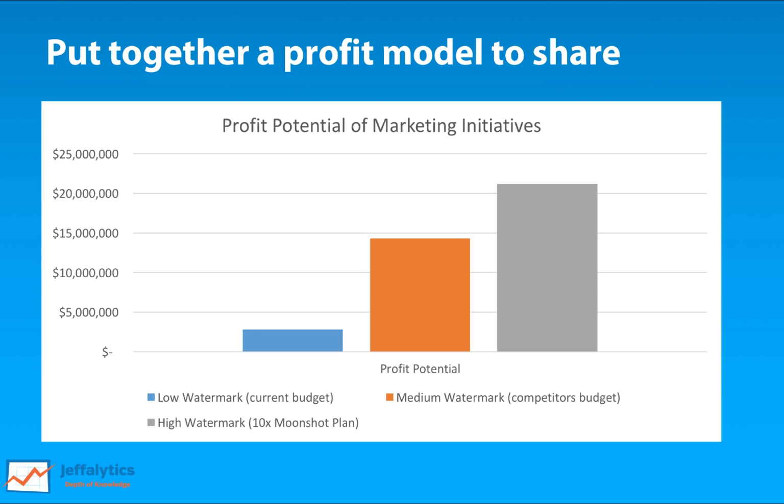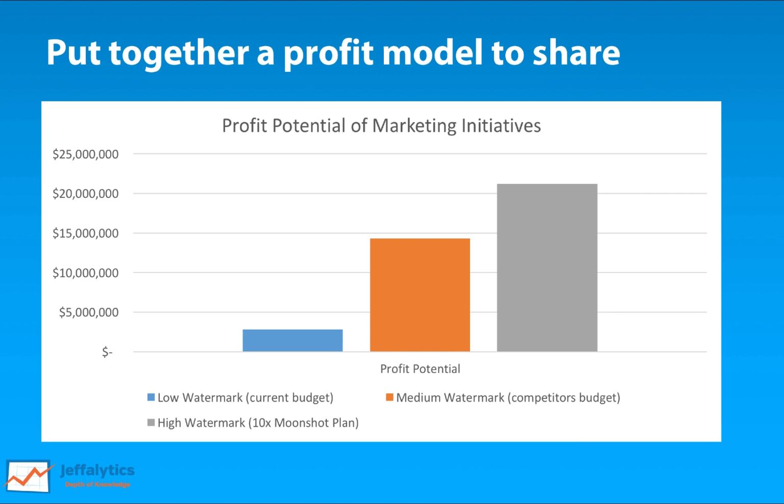And then the last thing you do is you put it on a chart, because charts are much easier for people to understand. Because you might say, I think we're going to get a little bit of profit with our current budget, but when you compare it against what happens if we do what our competition is doing, or what happens if we just go for the moon, now it looks tiny in comparison.